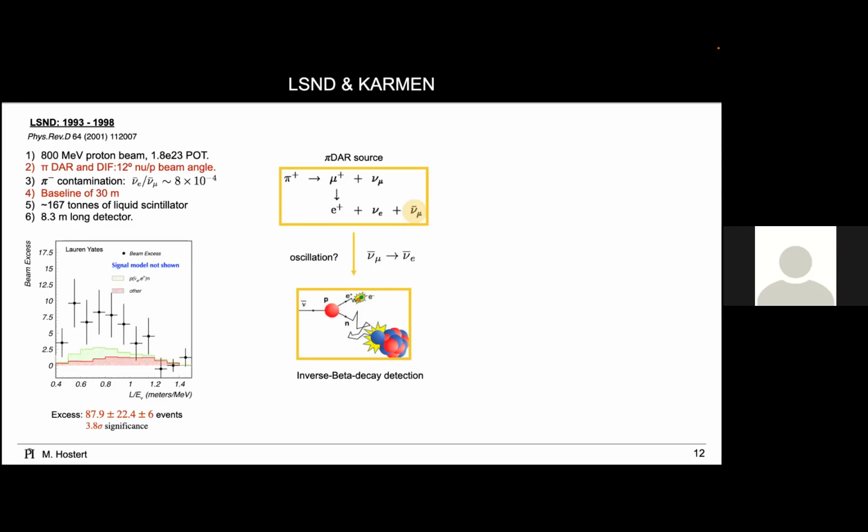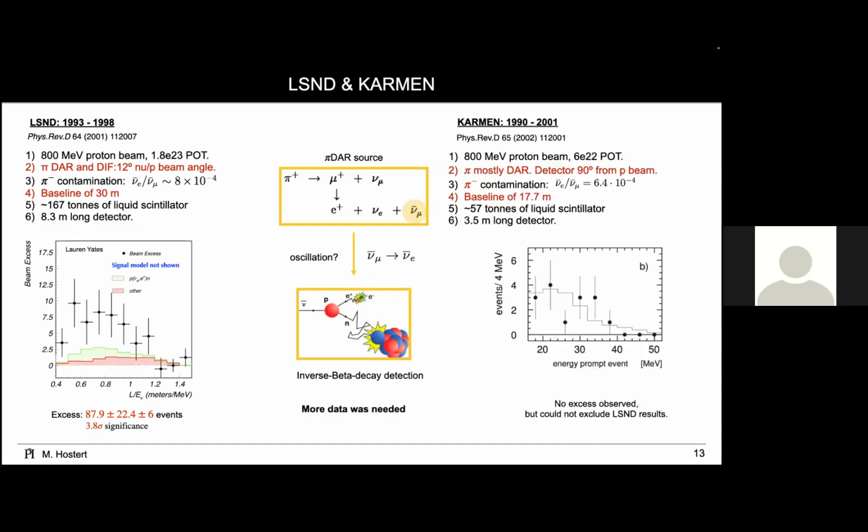Using that technique, LSND observed an excess of nu e bars in the beam. You can see the data on top of the background prediction there. And clearly there's an excess. If you quantify the significance, that's of order 3.8 sigma.